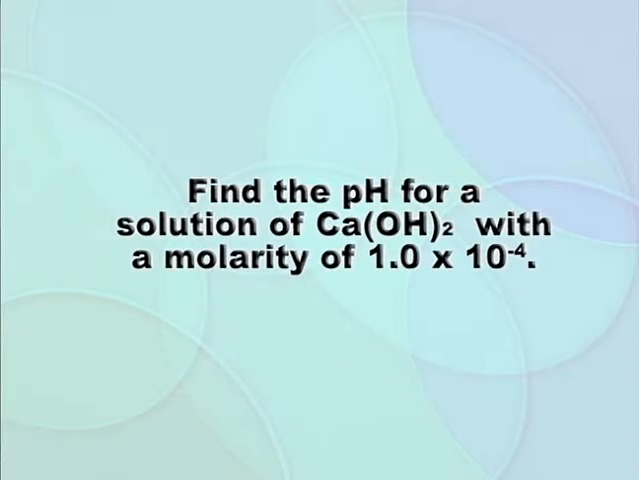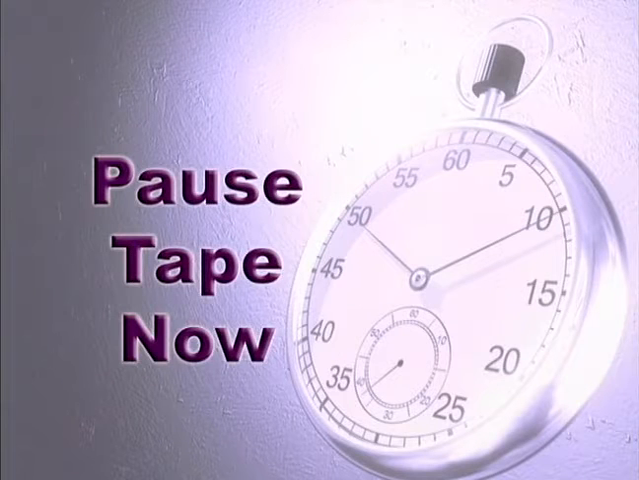Find the pH for a solution of CaOH2 with a molarity of 1.0 times 10 to the negative fourth power. Local teachers, please pause the tape now for your students to solve this problem. I'm sure everyone figured that one out. As always, you'll have plenty more to practice. But let's try one more type of problem together before we call it quits for the day.